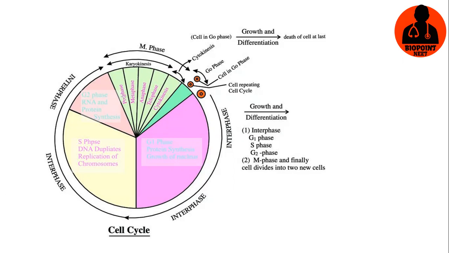In the M phase, we have 4 different stages: prophase, metaphase, anaphase, telophase, and finally the division of cytoplasm, that is the cytokinesis.